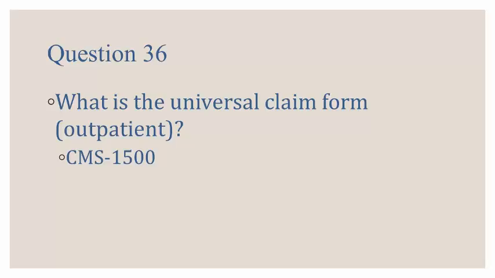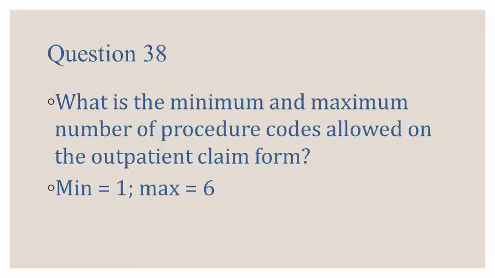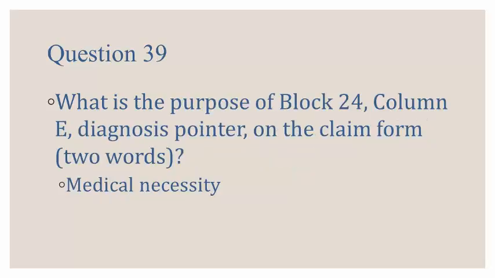Question 36. What is the universal claim form outpatient? CMS 1500. What blocks are used for procedures? Block 24. The minimum number of codes is 1. The maximum number of procedure codes is 6. Question 39. The purpose of Block 24, Column E, Diagnosis Pointer, on the claim form, it is for medical necessity.